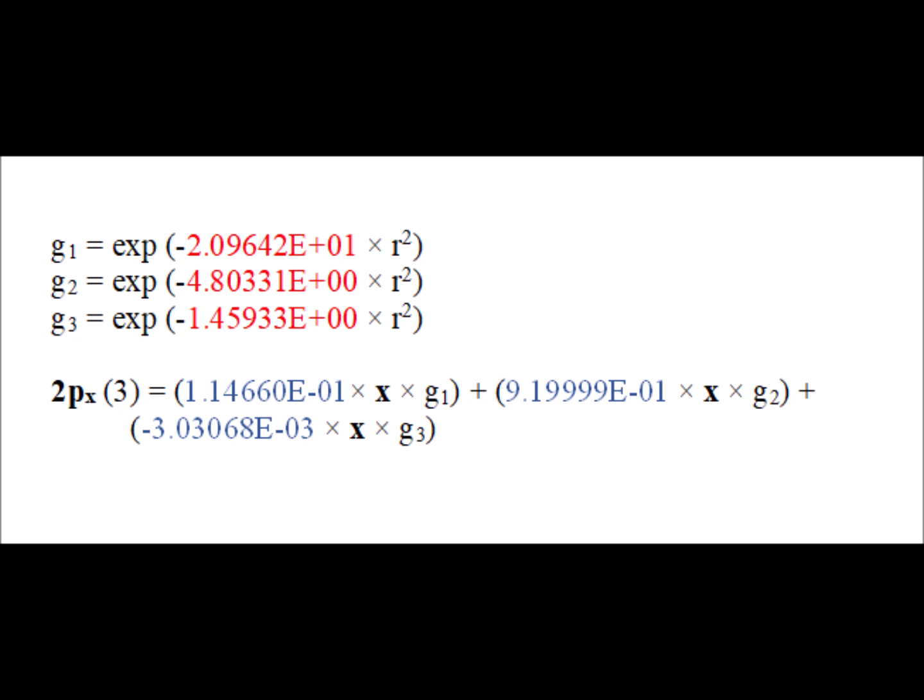But the linear combination that is listed under 2px with a 3 after it is different because not only does it have different coefficients, which are shown in blue, but to make it a p orbital and not an s orbital, it is also multiplied by x, by the x coordinate. So x times a Gaussian will give us a p-type orbital, specifically the px orbital.